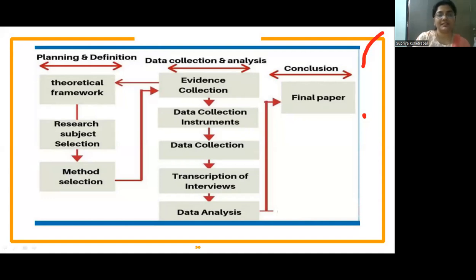Now, here you can see how to plan and how to collect data, and we will go to the final paper. Theoretical framework first we have to do, then research subject selection, then method selection, and at the same time the evidence selection is also done. After collecting the evidence or the data, there are data collection instruments also. Then transcription of the interviews, data analysis, and after data analysis, we have to finalize the paper.